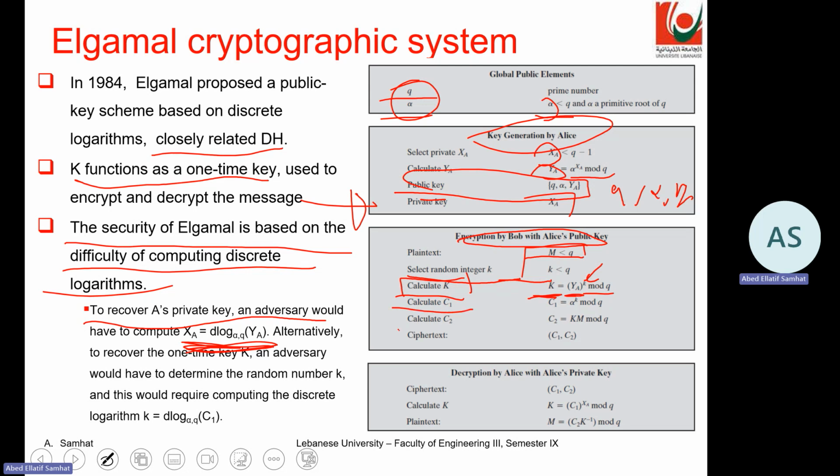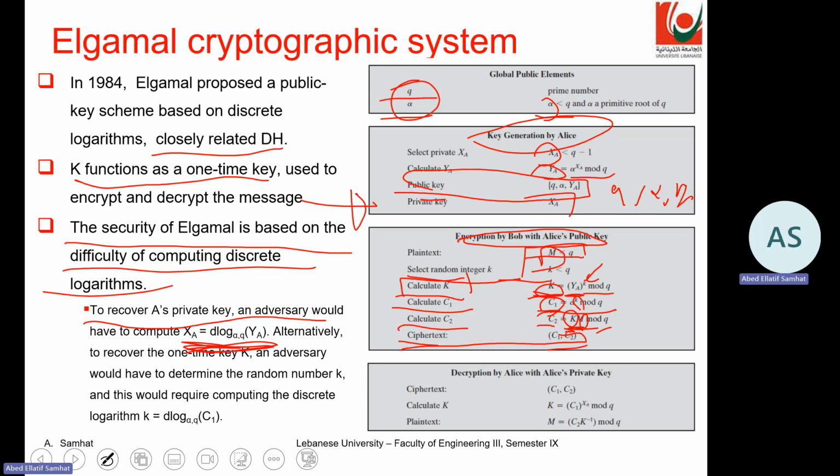And we calculate C1 and C2, where cipher 1 is equal alpha to power k mod Q, and C2 equal K, which is calculated here, times the plain text M mod Q. And the ciphertext of M, which is the plain text, is C1, C2. So this is the way the El-Jamal crypto system is working. So the encryption is to multiply the plain text by K mod Q, and K is generated, as we said, K equal YA to power k, and C1 is sent because we want to send this small key also.